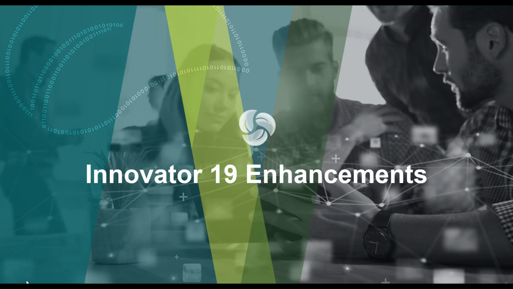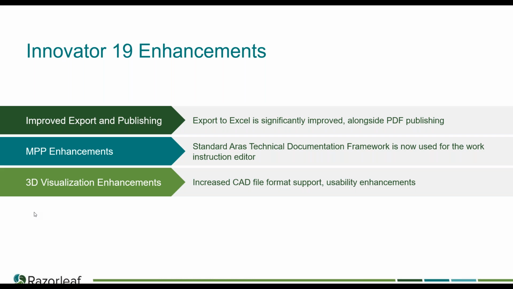So to begin, let's start talking about Innovator 19. A few key things here. One of the most important things involved with Innovator itself is improving the export and publishing functionality. Usually when you export to Excel, you would be greeted with some sort of warning or notification. Now, when you export to Excel, it'll automatically open Excel for you to view what you have exported, just to clean things up and make things a little easier to use.